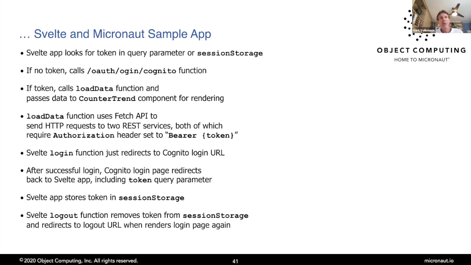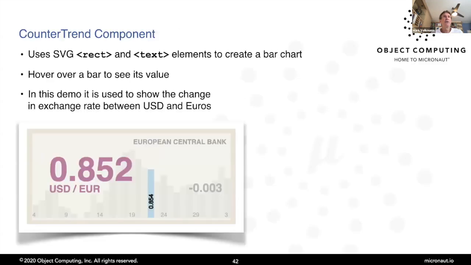So the Svelte app will then store that token in session storage, and that's going to make it so that if the user refreshes the browser, they don't lose that token. They can just keep working. When you click that login link in the upper right corner, it's going to remove that token from session storage and then go back to the logout URL. So that's the flow of everything through the Svelte app.